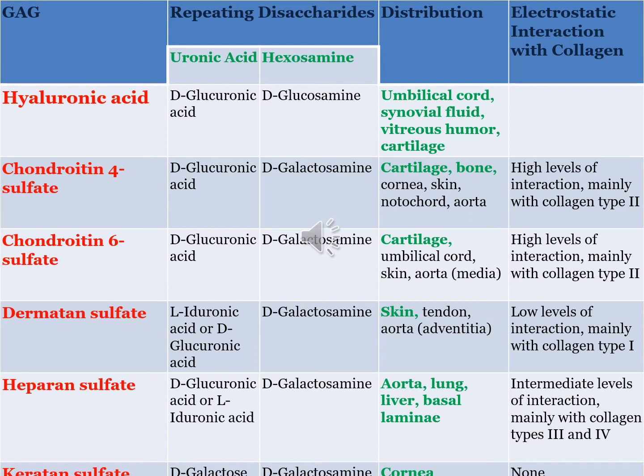Heparan sulfate is related to your blood, so it is going to be situated in the aorta, liver, lung, basal lamina. And then you have keratan sulfate. Keratan sulfate is found in the cornea. So you have 5 sulfated GAGs and one non-sulfated GAG, which is hyaluronic acid.